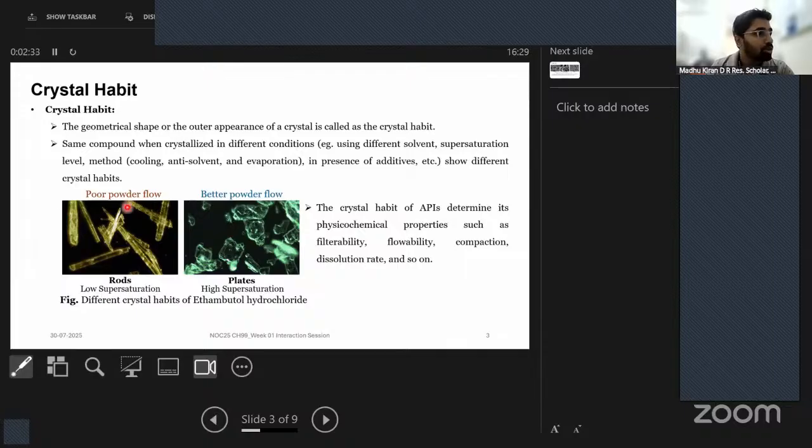Yeah, so these crystals had very poor powder flow properties. And in other solvent we got plates. These had comparatively better flow properties. So we need to maintain the crystal habit constant in every batch. So that's the importance of crystal habits.